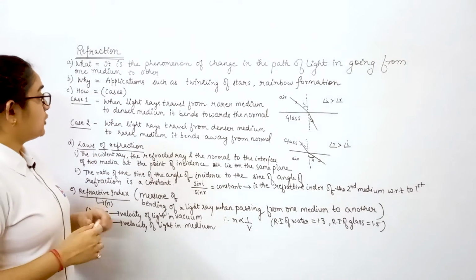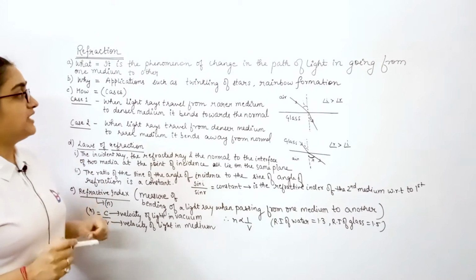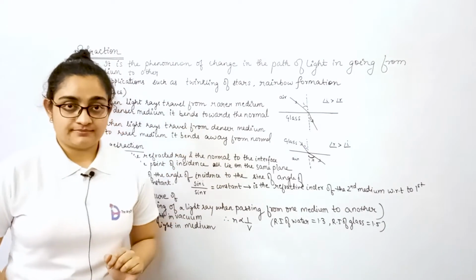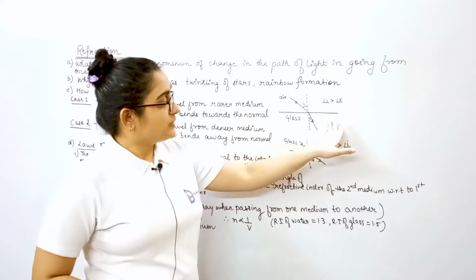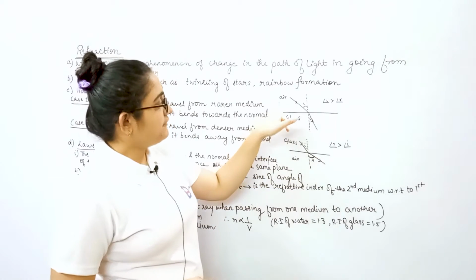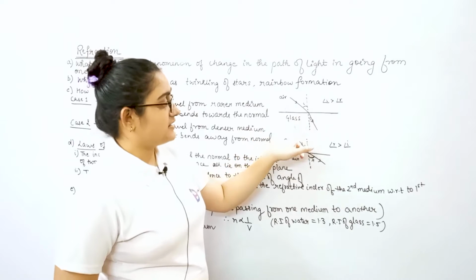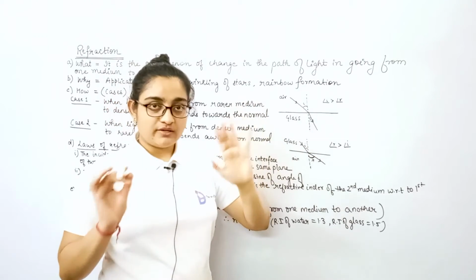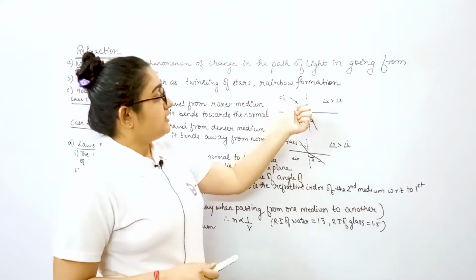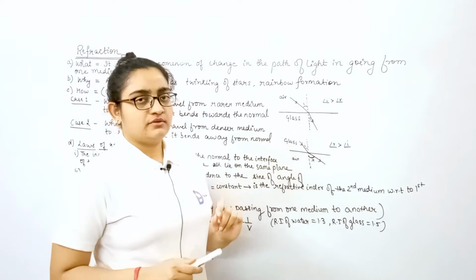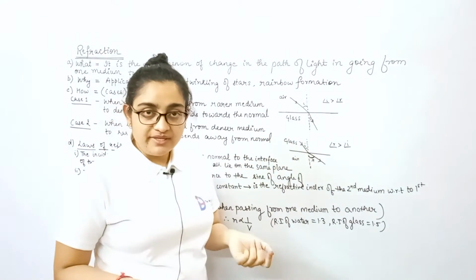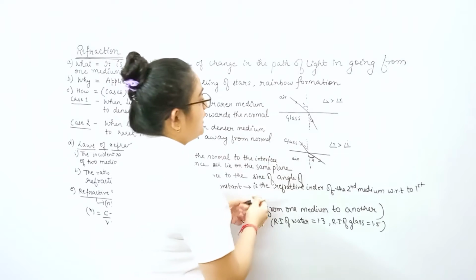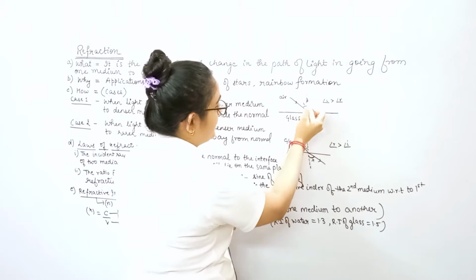The first case is when light rays travel from rarer medium to denser medium, it bends towards the normal. Let us look at this diagram over here. I have written air and glass. So these are two different mediums. Air and glass are totally different mediums, right? Out of these two, we know that glass is a denser medium, air is a rarer medium. Now you can see the dotted line over here. This dotted line represents the normal.